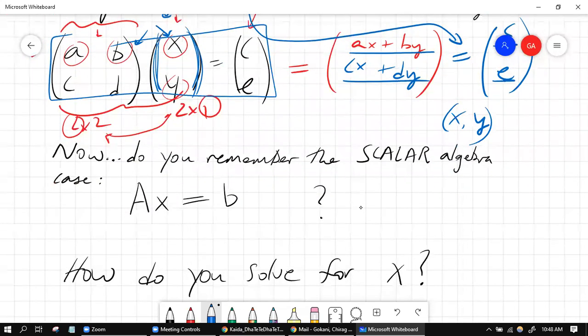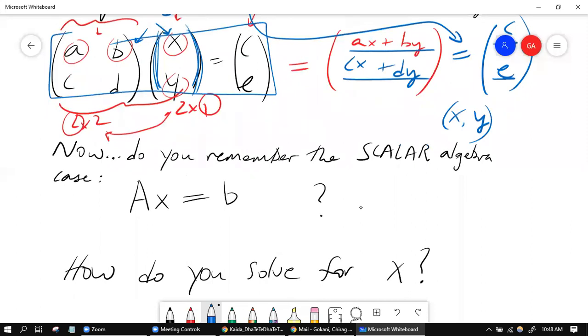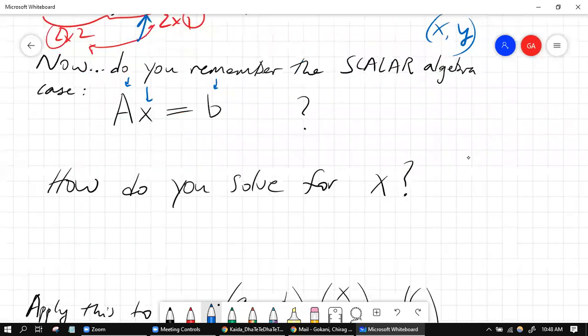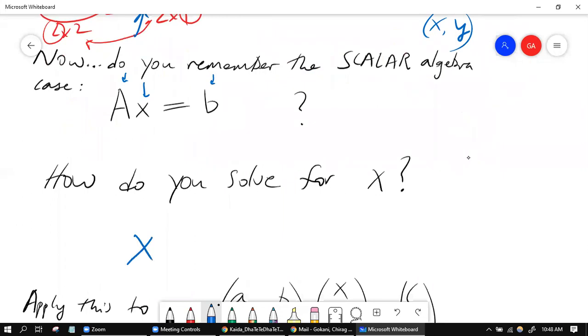This is pretty abstract. So basically we have this problem: the matrix [A B; C D] times [x; y] equals [C; E], and we want to solve for x and y. Now I'm going to draw your attention to the scalar algebra analogy of Ax = B. If these are just numbers, how would you solve for x? Divide by A. Yes, and what would you get? B over A.